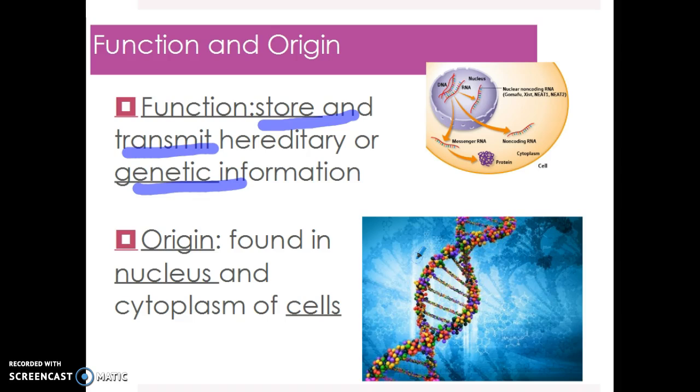You will find nucleic acids in two parts of the cell: the nucleus, which is usually drawn as a circle structure in the cell, and also in the cytoplasm, which is this orange area on the outside of the cell.